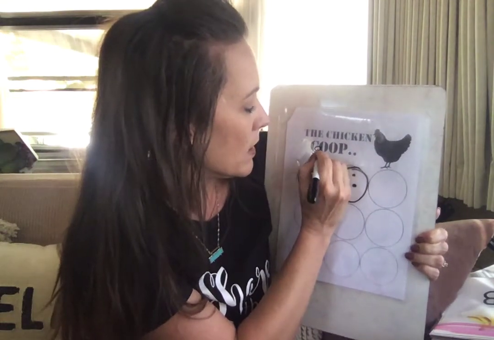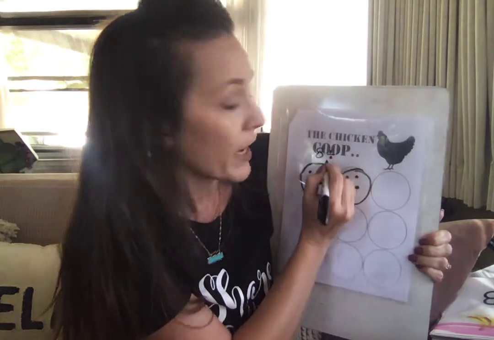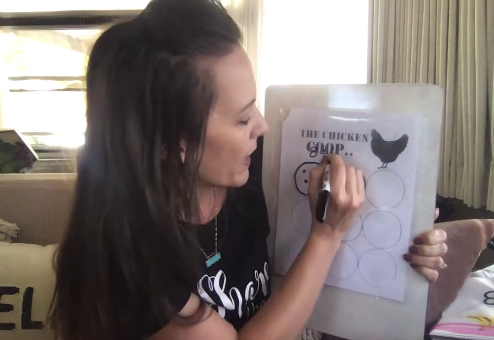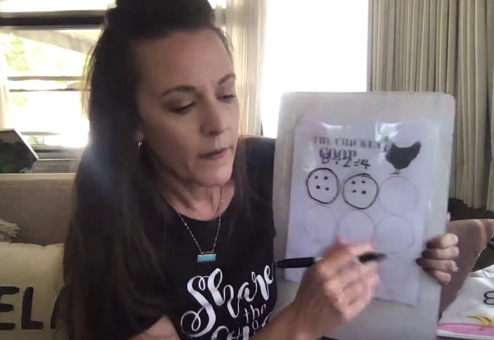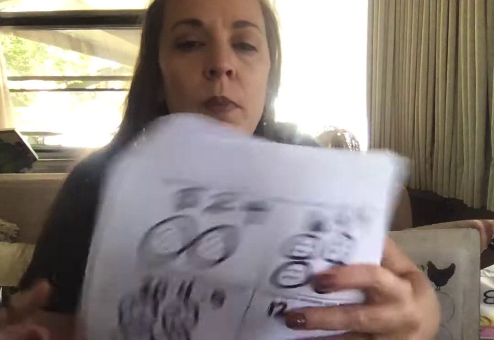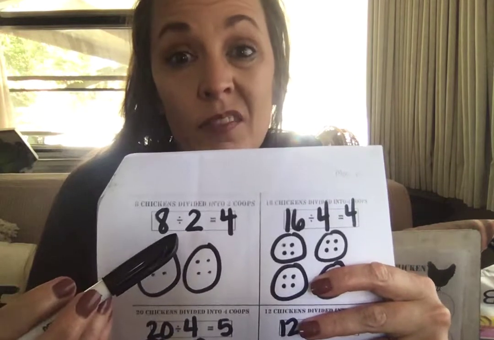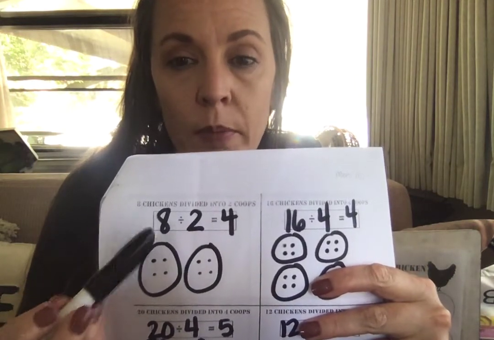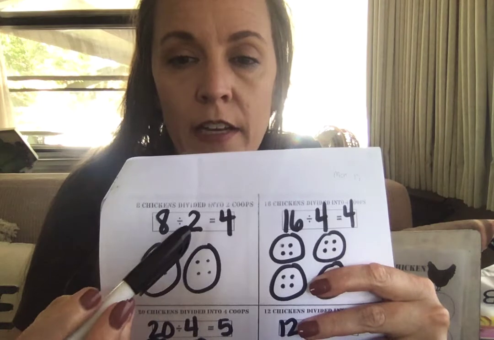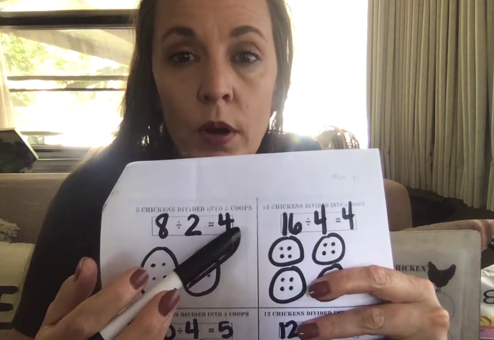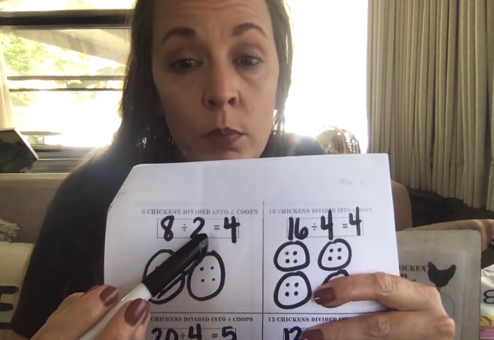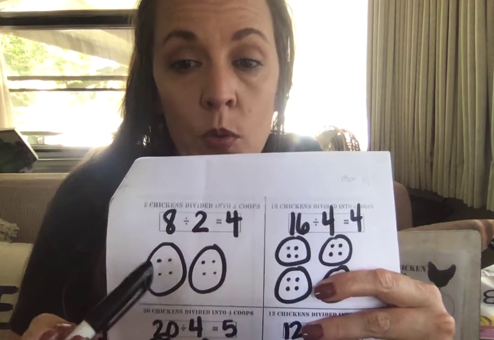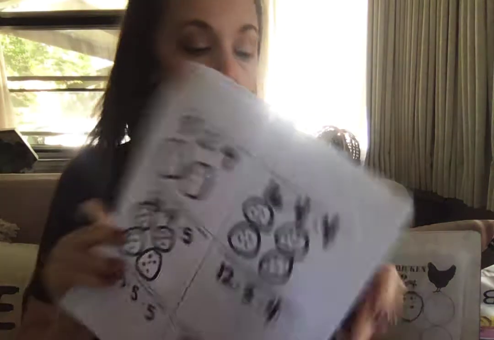1, 2, 3, 4 in this one. I know that 8 divided by, that little symbol says divided by, 2 equals 4. I'm going to show you that on this paper. Like I said, I've already done this once, so I wrote on my paper. Sorry about that. 8 divided by 2 equals 4. I took 8 chickens and I fair shared them between 2 coops. And then there's 1, 2, 3, 4 in each coop.